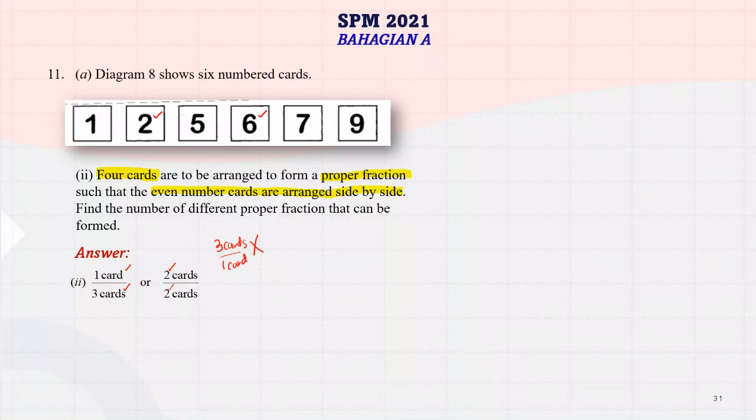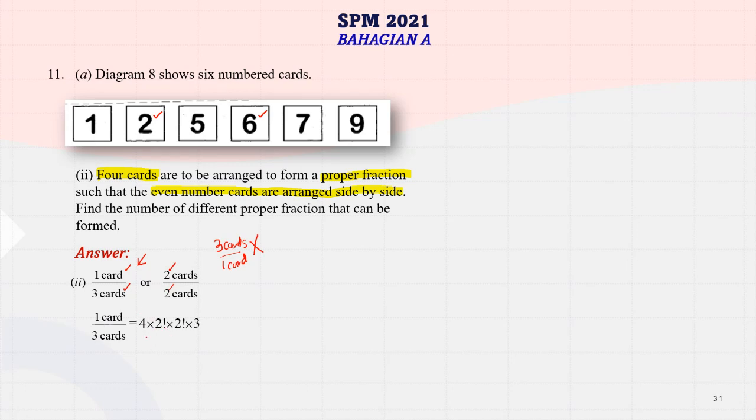Obviously, 2 dengan 6 ni tak boleh berpisah, sebab dia mesti bersama. So maksudnya dia tak boleh muncul dekat yang first option, 1 card ni. So dia mesti ada dekat, itu nanti kita tengok. Kita tengok yang first one dulu, 1 card over 3 cards. So yang ni macam mana kita akan dapat? 4 cards ni, dia akan jadi 1 card over 3. It is 4 times 2 factorial and then times 3.